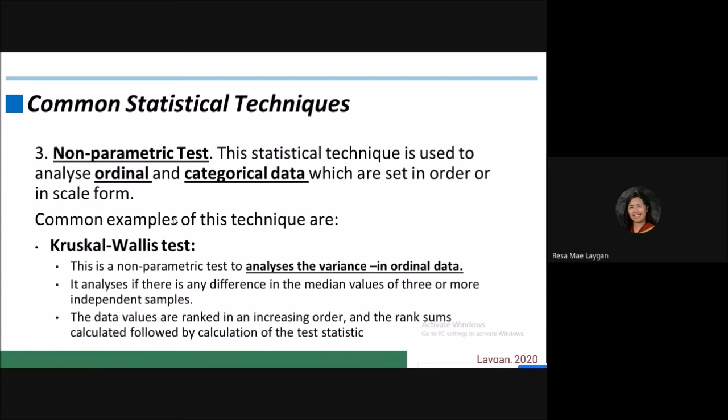Actually, you can get the result of this Kruskal-Wallis test using a statistical tool. Not only this test, but all of the statistical techniques can be obtained using a statistical tool, and you have to make sure that you have wide knowledge or mastery in running those statistical tools and performing this series of statistical tests or techniques.